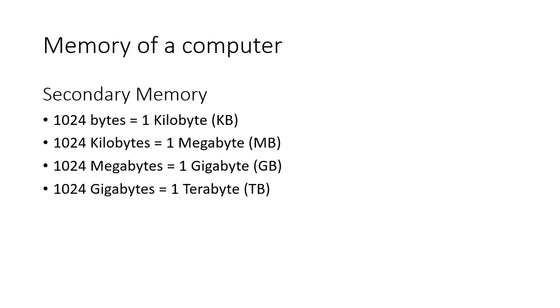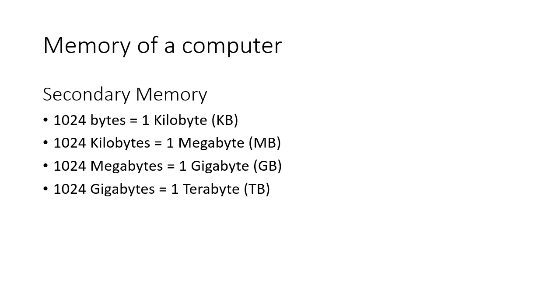What is bigger than a kilobyte? A megabyte. So if we want to create a megabyte, we will have to take 1024 kilobytes, and then it will form 1 megabyte. What is bigger than a megabyte? Gigabyte. So we will need 1024 megabytes, then we will have 1 gigabyte. And what is bigger than gigabyte? A terabyte. So we will need 1024 gigabytes to form 1 terabyte.